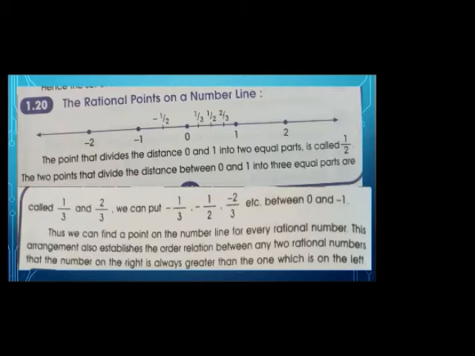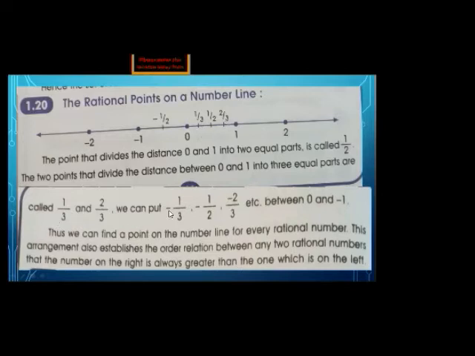So it is represented as 1 upon 2. The 2 points that divide the distance between 0 and 1 into three equal parts are called 1 upon 3 and 2 upon 3. If you observe, 0 and 1 are divided into three equal parts, so each part is equal to 1 upon 3, and 2 upon 3, like that. Means this part is divided into three parts, 1, 2 and 3. So this is given as 1 upon 3 and the last as 2 upon 3.